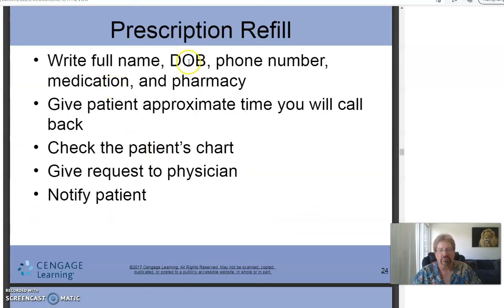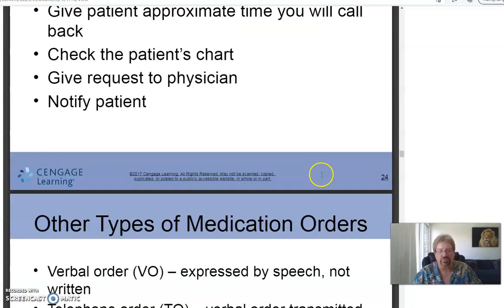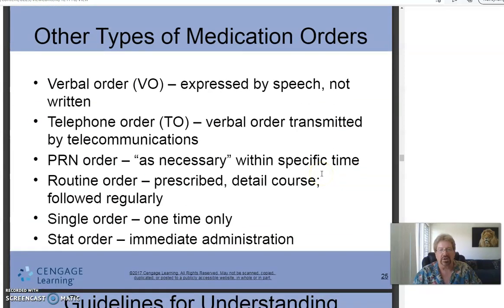Prescription refill. Full name, date of birth, phone number, medication, pharmacy. Give patient approximate time you'll call back. Check the patient's chart. Give request to physician. Notify patient. Other types of medication orders. Verbal order. You won't see too much of that. Telephone order. You call in. PRN, as necessary. This is an important abbreviation, guys. That's what it means. As required or as necessary.